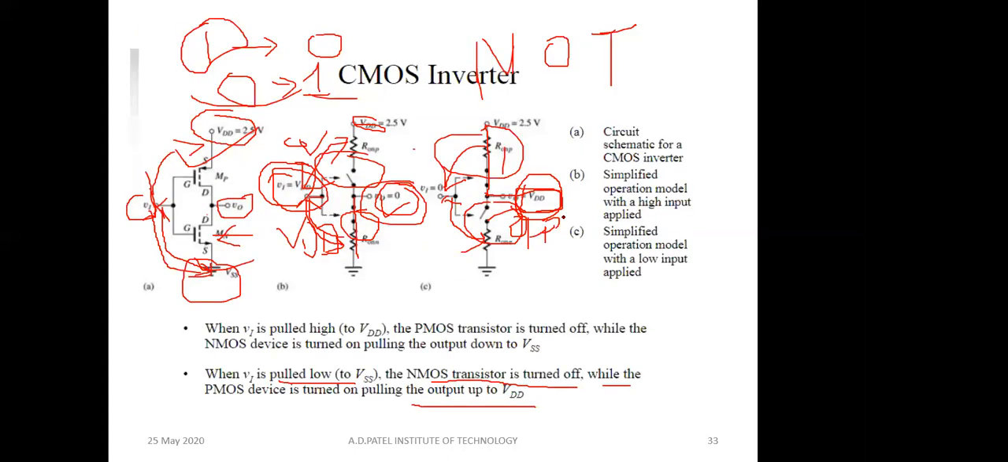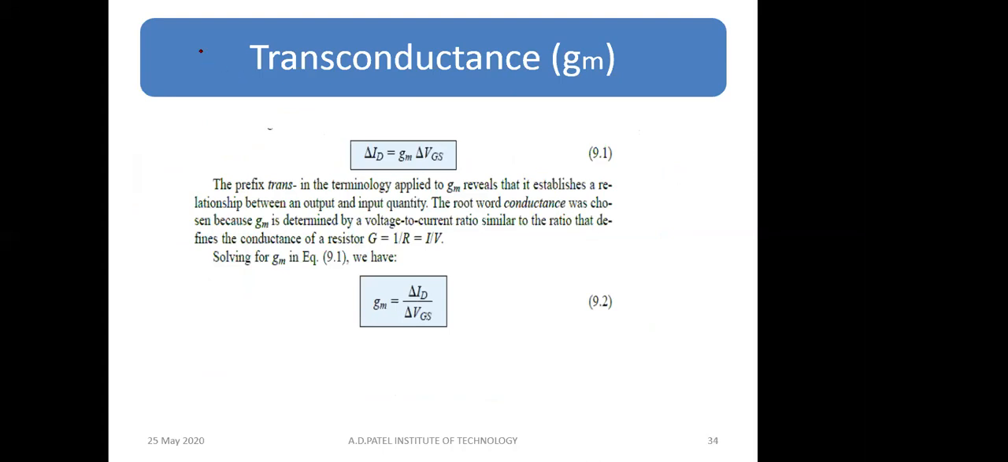Now there are some important parameters we need to understand in the FET. One important parameter is called the transconductance. As we have understood, in the FET the output current ID depends on the input voltage VGS. Both are related with one constant term, that is called transconductance. So delta ID is equal to GM into delta VGS. So GM is equal to delta ID by delta VGS.